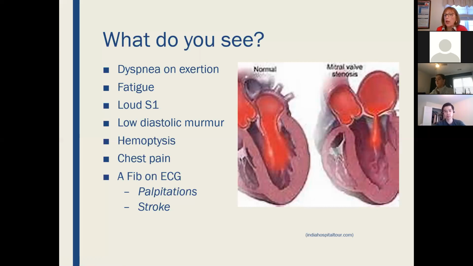So what do they have? They have fatigue, because are you getting your same volume? No, you have a lower cardiac output. If all of this volume that should be in this ventricle is not, then what's in this ventricle going out to this aorta is less. So the people are tired.